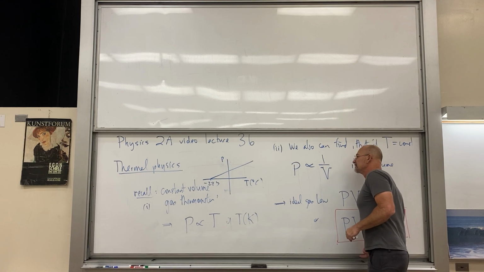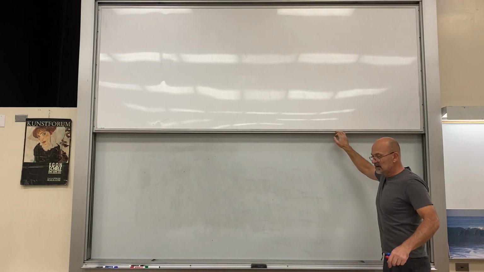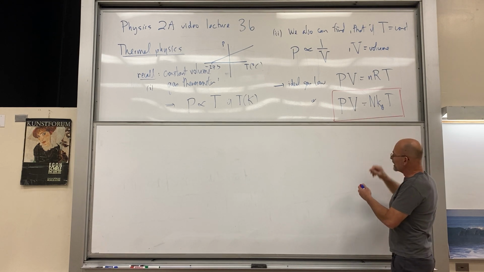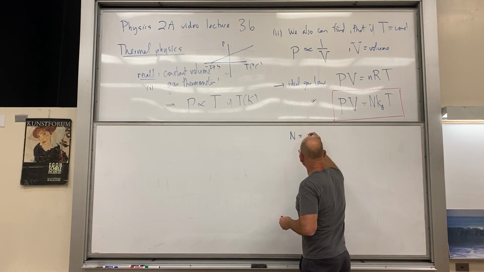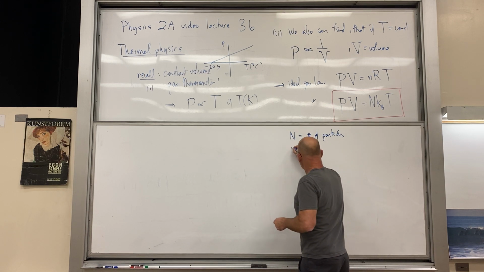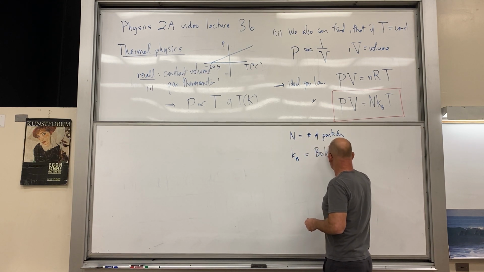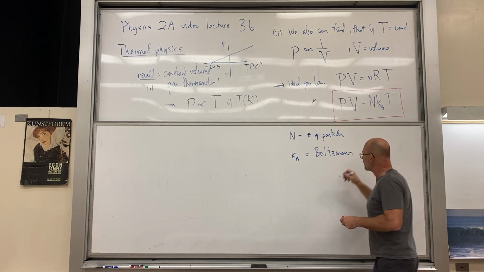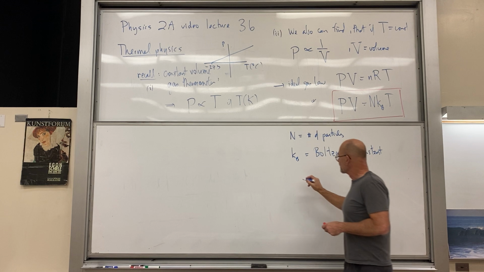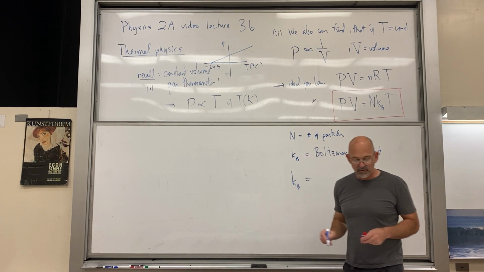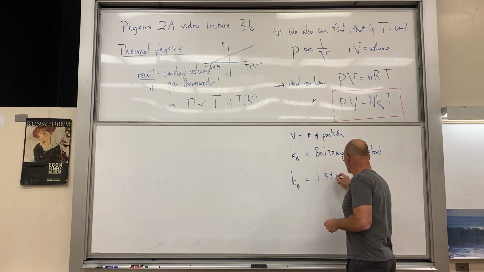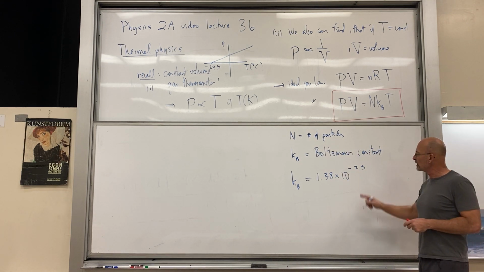Yeah, so let's talk about this briefly. That is our ideal gas law. Now, N is just a number, so continuing this, N equals the number of particles. k sub B is the Boltzmann constant. Look it up, but I'll write it down. I have it here in front of me. It equals, and we're going to do the units the way we always do, 1.38 times 10 to the minus 23. What are the units?